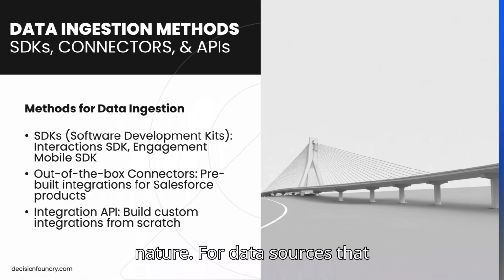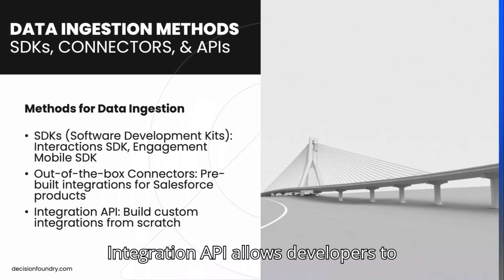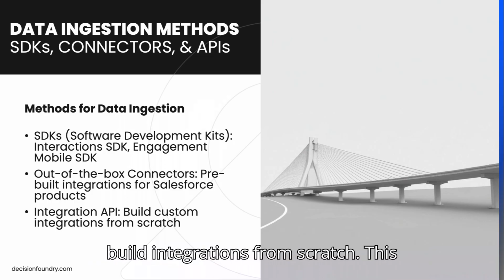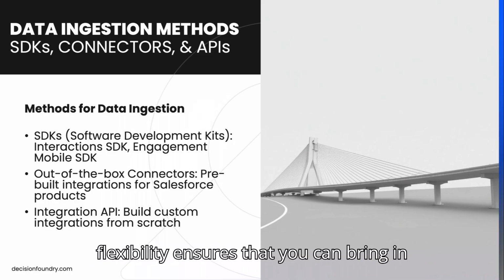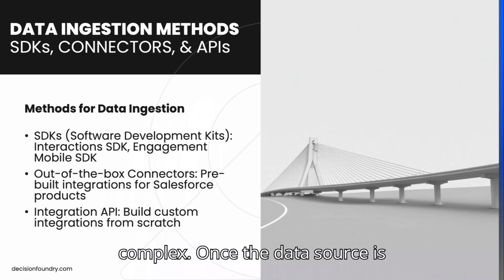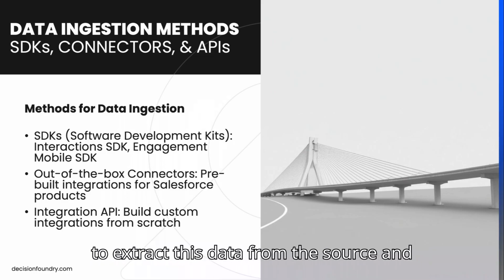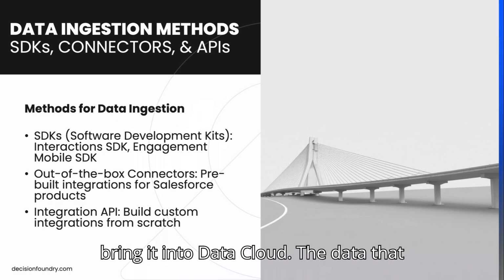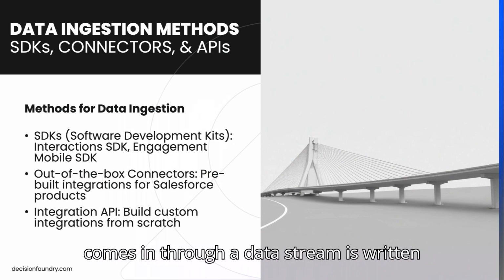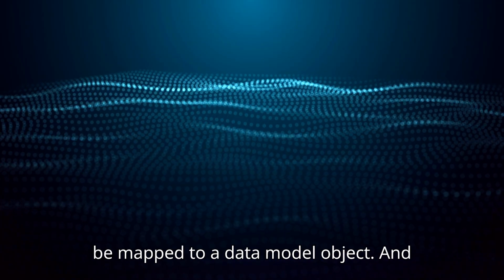For data sources that aren't covered by SDKs or connectors, the Integration API allows developers to build integrations from scratch. This flexibility ensures that you can bring in data from any source, no matter how complex. Once the data source is connected, a data stream is then created to extract this data from the source and bring it into Data Cloud. The data that comes in through a data stream is written to a data lake object, where it's ready to be mapped to a data model object.